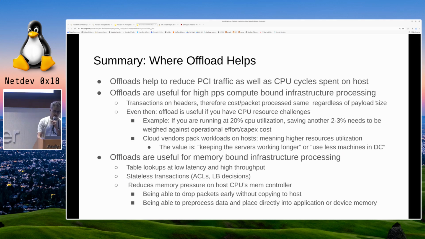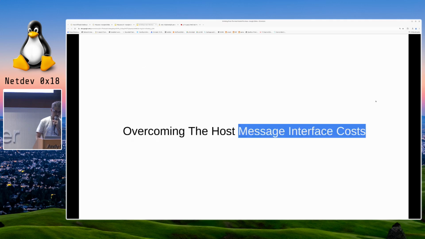Okay, so I'm going to skip the summary of where the value is in offloads, but I think I kind of mentioned it. I went over it in detail, and I'm going to jump to overcoming the host messaging interface. And I'm very clever. I see the title there, it has blue. It's that blue color.